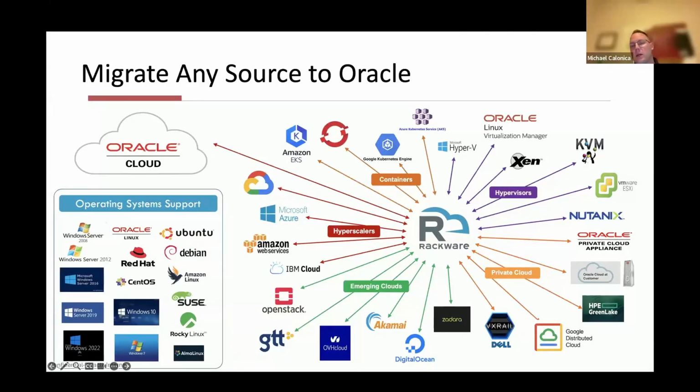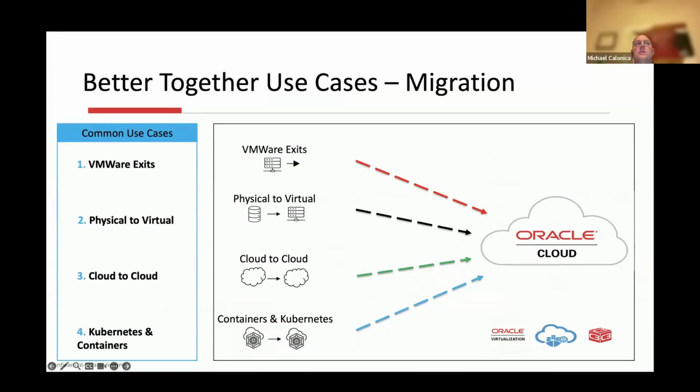But as we move on, I want to kind of talk a little bit around what some of the better together use cases are that we're seeing. And this kind of draws back over the past 24 months of some of the most common use cases we've seen from our customers and mutual partners.